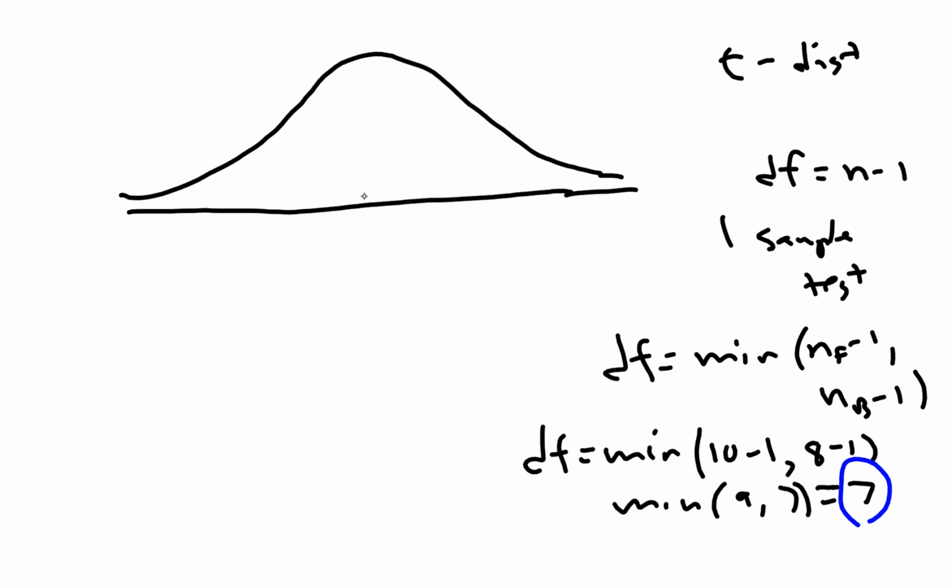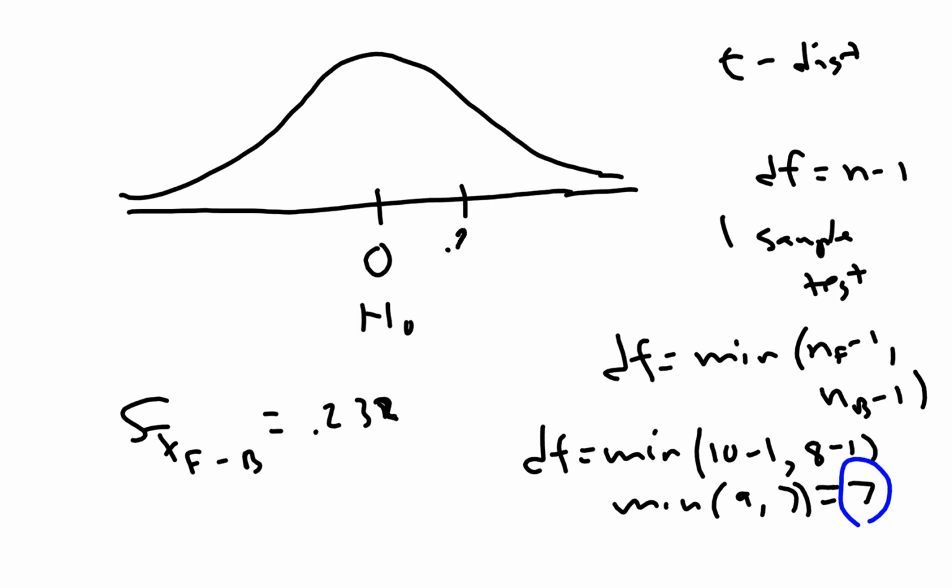Okay, in the middle, we always put H0, which in this case is 0. That's our H0. And our standard deviation of X bar fish friends minus X bar buy right was 0.232. So if you want, you can mark those off. So here's 0.232, here's 0.464, and then going the other way, negative 0.232 and negative 0.464. So there you have it.